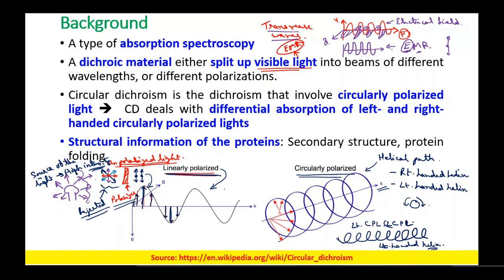On the other hand, if it had moved in the clockwise direction, so the propagation of the light would have been in this fashion, in the right-handed helical manner, then it would have been called right-handed circularly polarized light, or RCPL. I hope up to this point it is clear to all of you.